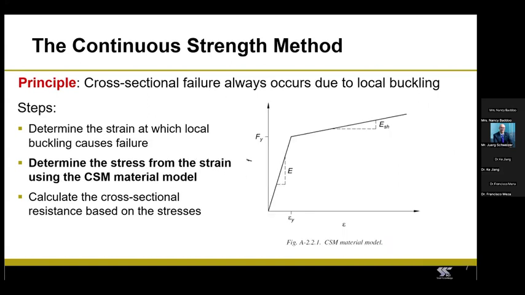Once you have calculated the maximum strain the cross-section can resist, you can convert the strain into stress by using the CSM bilinear stress-strain material model, which is the one you can see in this slide. Now, you might have noticed that there are a few coefficients that are used to define the material model. This is because this material model is slightly different for each stainless steel alloy family. For example, for austenitic stainless steel, the slope that defines the strength hardening is steeper than for duplex stainless steel.